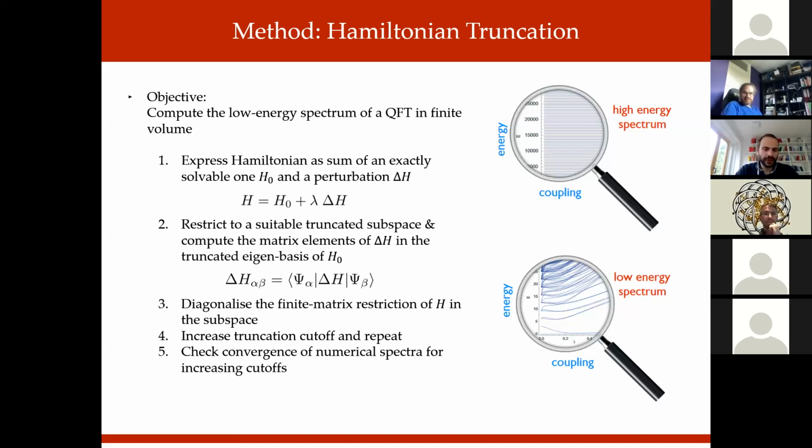I should emphasize here, I didn't say it explicitly, that the truncation in this method is done so that we keep the low energy part of the unperturbed Hamiltonian. So we keep all states that have energy below some truncation cutoff E cut, and then we increase this cutoff and we see how the numerical spectra change.